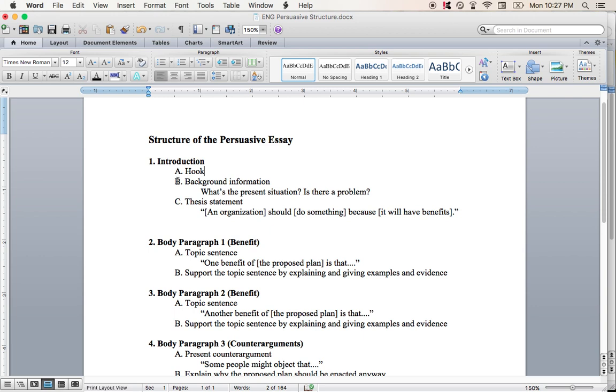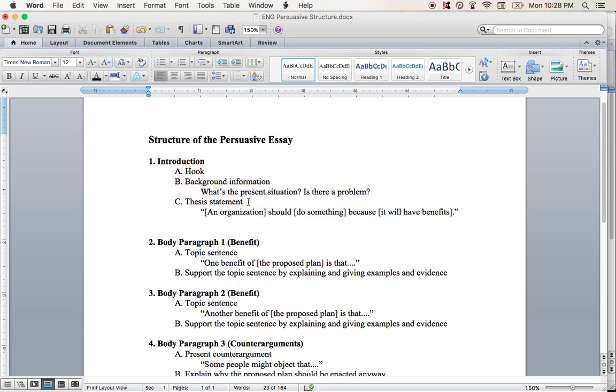And then next, in the middle of the introduction, you're going to give the background information. You're going to explain what the reader needs to know to understand the proposal that you're making. So they have to understand, what's the situation right now? And is there some problem with the way things are now? What is the problem that exists right now that you're going to address with your plan?